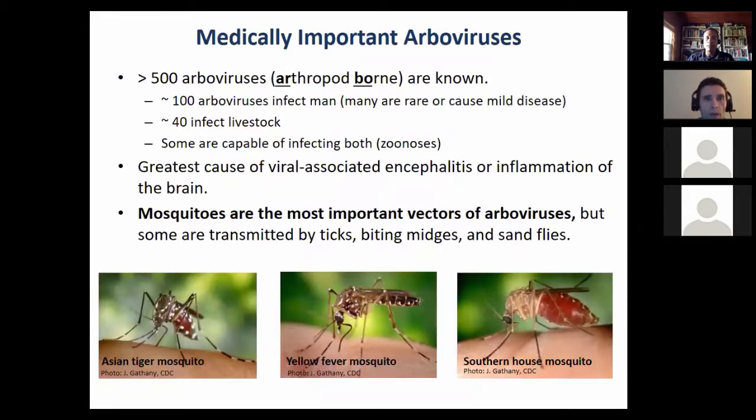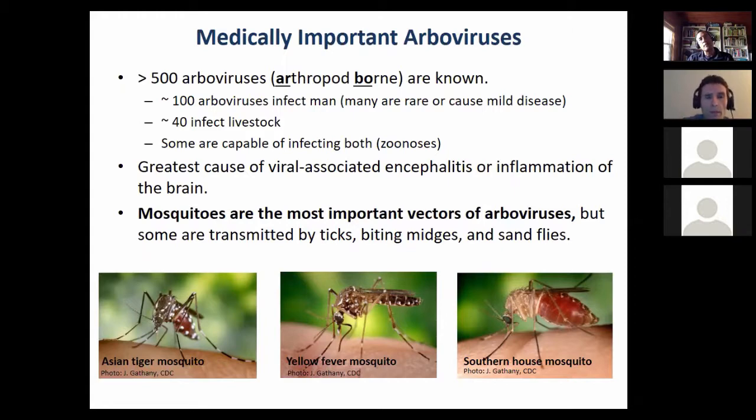All right, so there are more than 500 known arboviruses, and arbo just means arthropod-borne. There are more than 100 or so that infect humans, but there's only a small percentage that are very common and that we're concerned about. About 40 or so infect livestock, but some are capable of infecting both humans and animals, and we call these zoonotic diseases. And I'll talk a little bit more about that later on in the webinar.